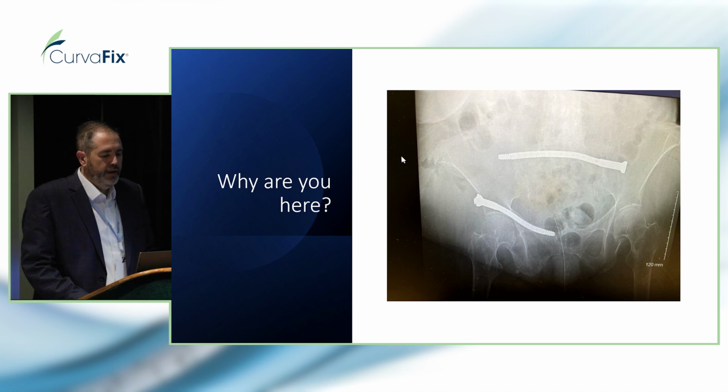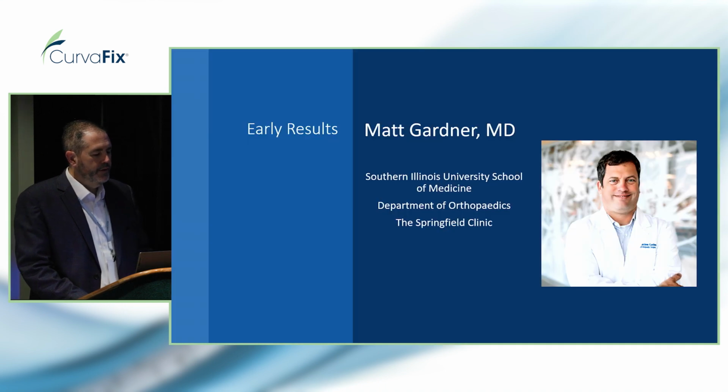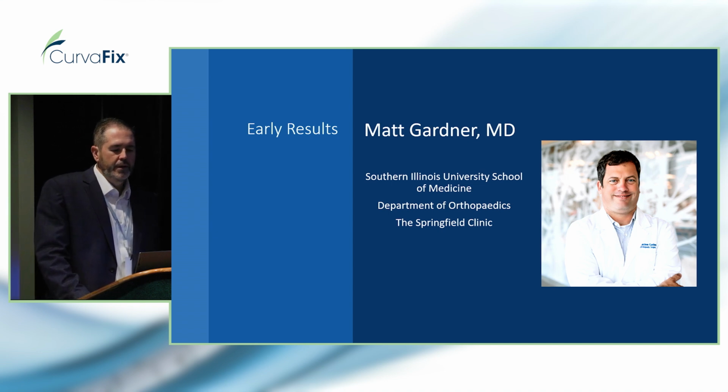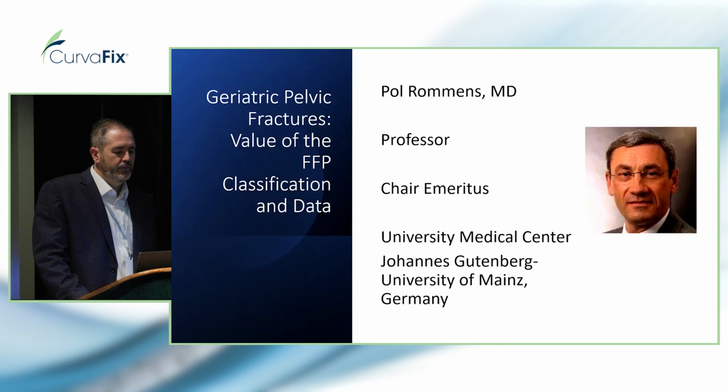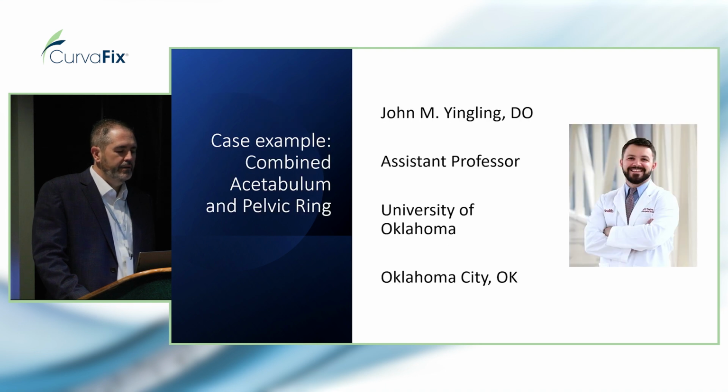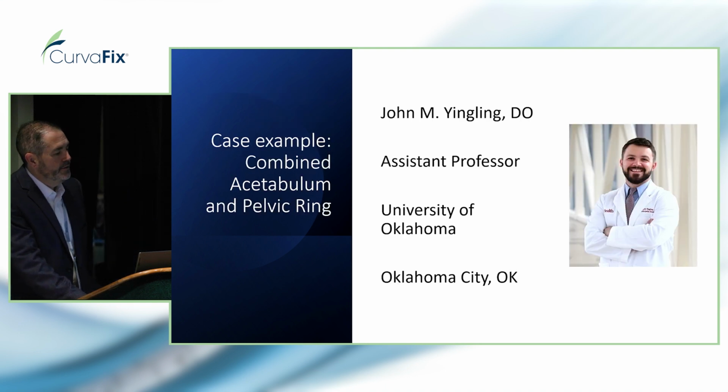And so we're going to do a few different parts of the program. Matt Gardner is going to talk about the early results. He has a case series that he's presenting at different conferences, and he's going to go over his data. And they're going to be relatively quick talks to get to the question and answer period. Professor Rommens is going to talk about the fragility fracture classification for the pelvis and its value in data, as well as how it can dictate treatment.